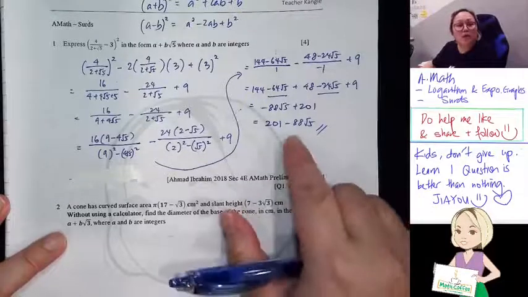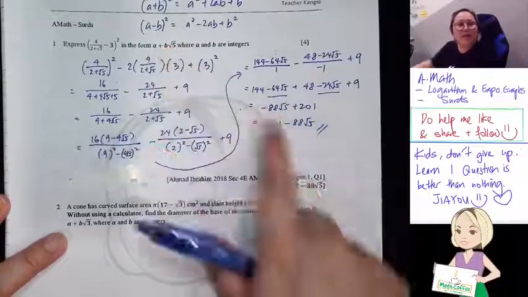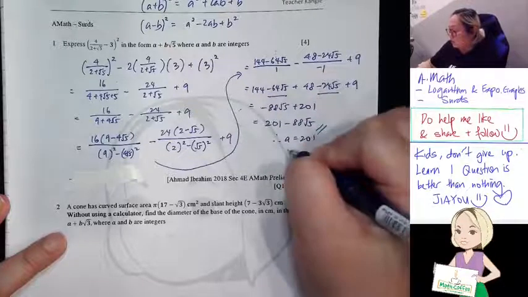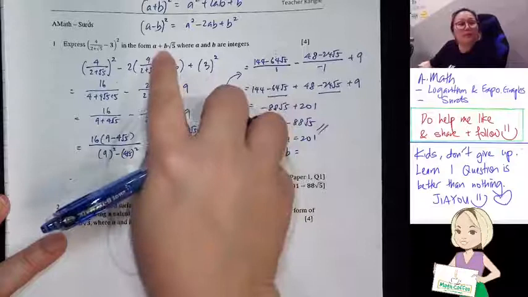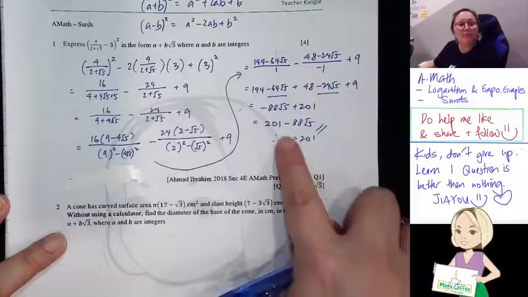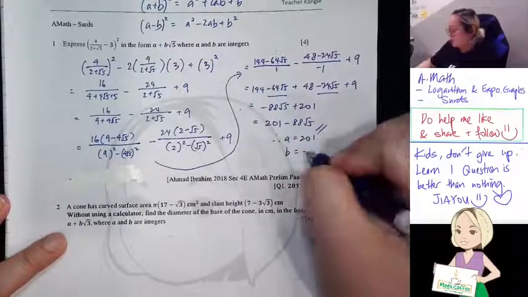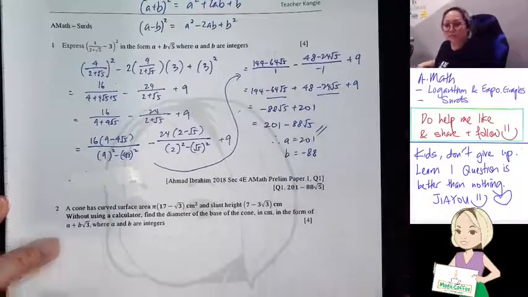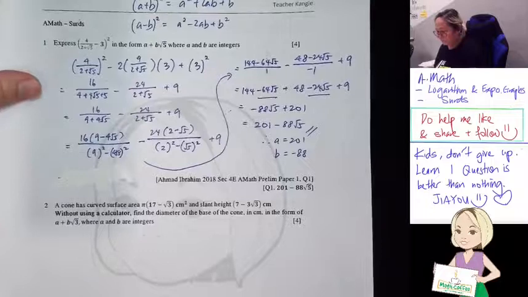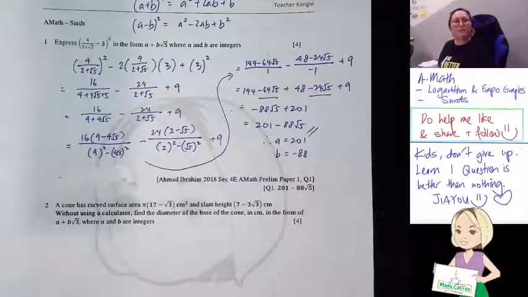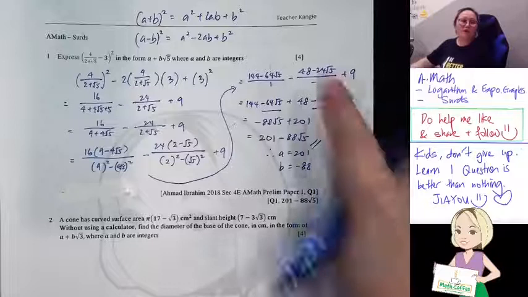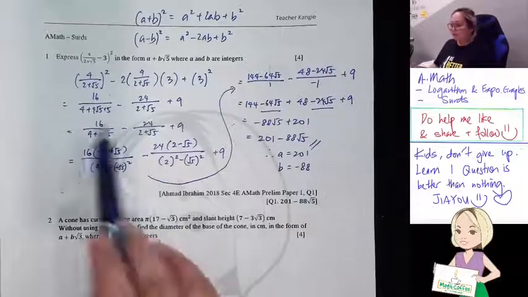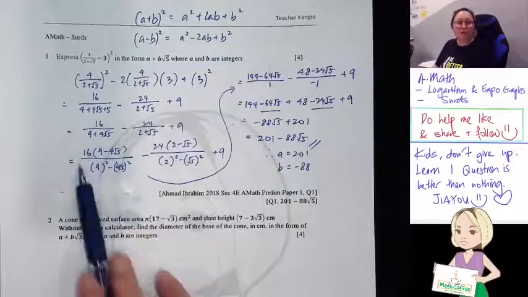Okay, I like to compare and write: therefore, my A is equal to 201. My B is plus b, but here it is minus 88, so I have to say B is minus 88. Okay. So this question is tough, see, 4 marks, because you need to rationalize a lot of things. I have two fractions that I need to rationalize.